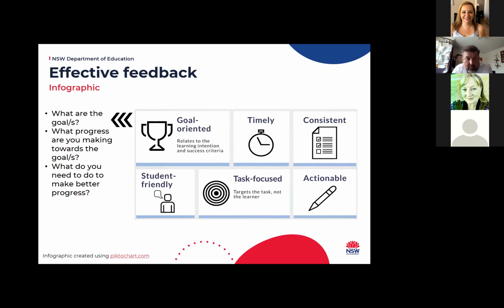It's task-focused. Providing feedback means giving students an explanation of what they are doing correctly and incorrectly in relation to the task or activity. By focusing on the work and not the student, students are more likely to be open to what you're saying.